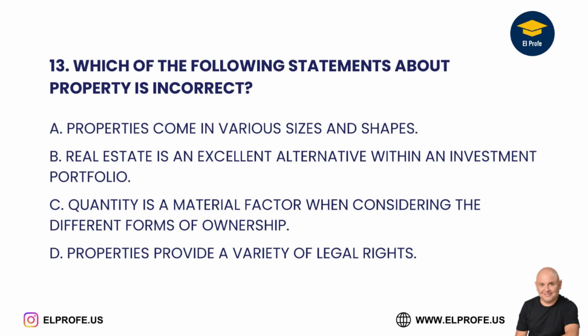Question 13. Which of the following statements about property is incorrect? Let's go through them one by one. A. Properties exist in different sizes and shapes. Of course, that is true. Properties come in all shapes and sizes, so that's not the incorrect one. B. Properties are an excellent alternative within an investment portfolio. That's also true.